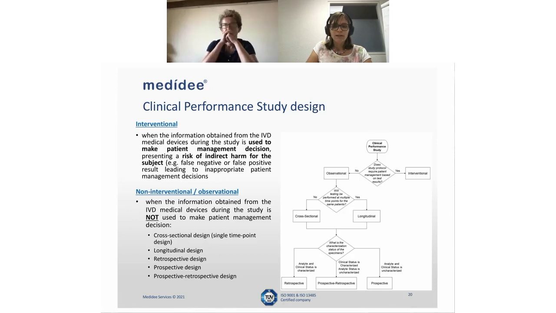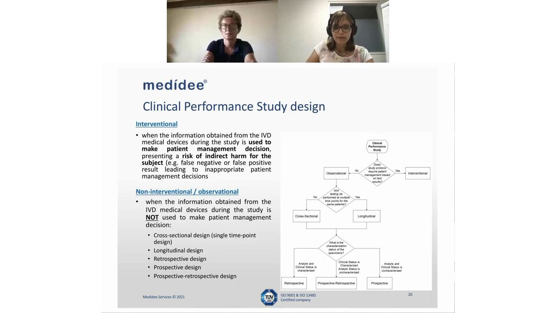Then you could have non-interventional or observational studies where basically the result of your test will not lead to a medical decision. And these can be cross-sectional, or single time point design, so just at a certain time point, you will compare, for example, your IVD to a gold standard. They can be longitudinal, where you have to take different samples throughout a time period to assess and compare your test result with the gold standard at several time points.